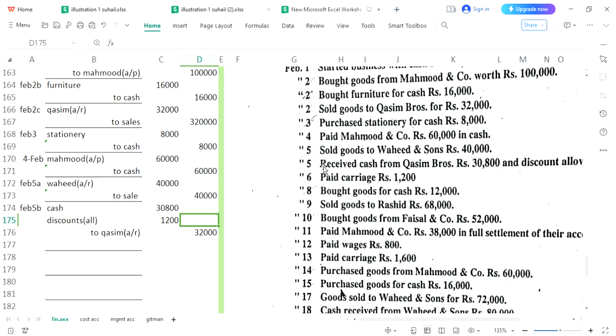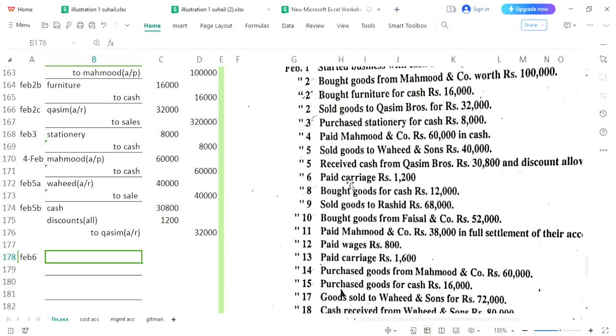Next, the 5th B entry: we have already completed cash received from Qasim. You can see we have already received cash from Qasim, and now we will see what the next entry is. The 5th February entry has been completed. Next date, February 6. Put the date first.